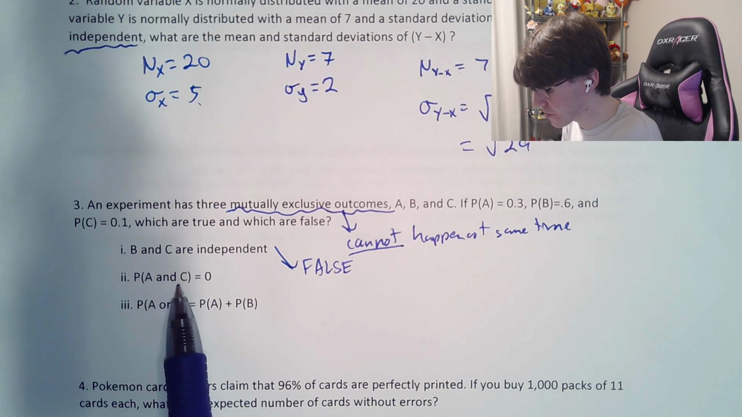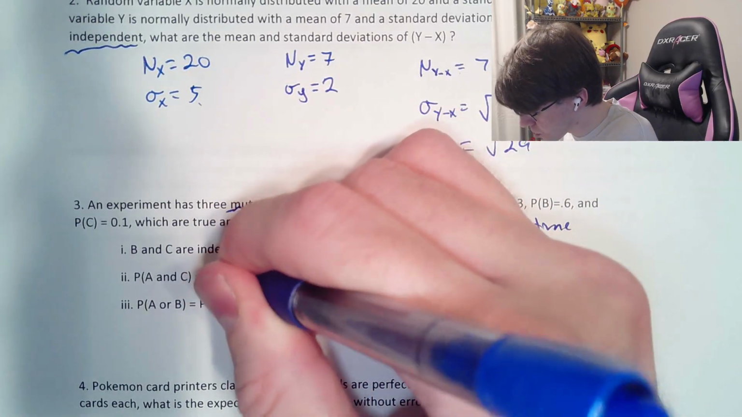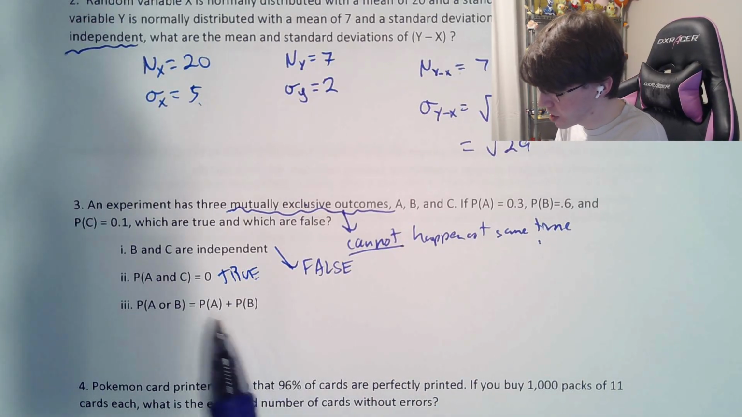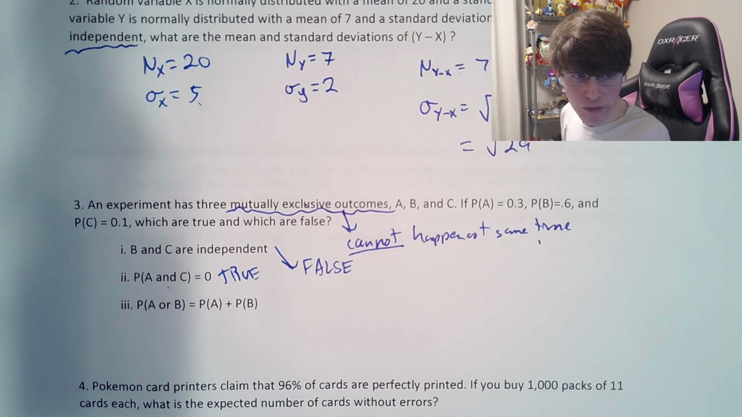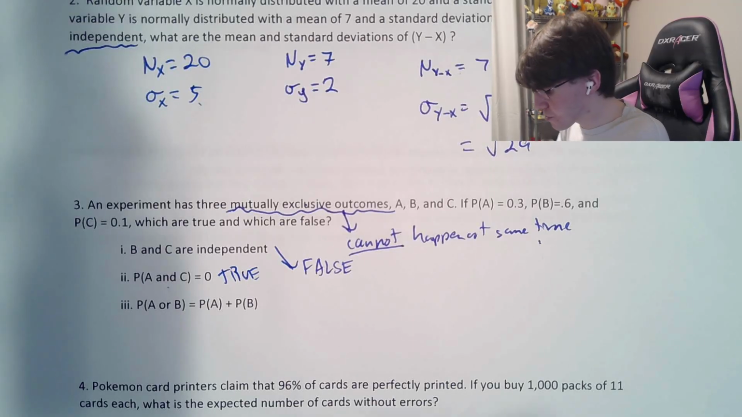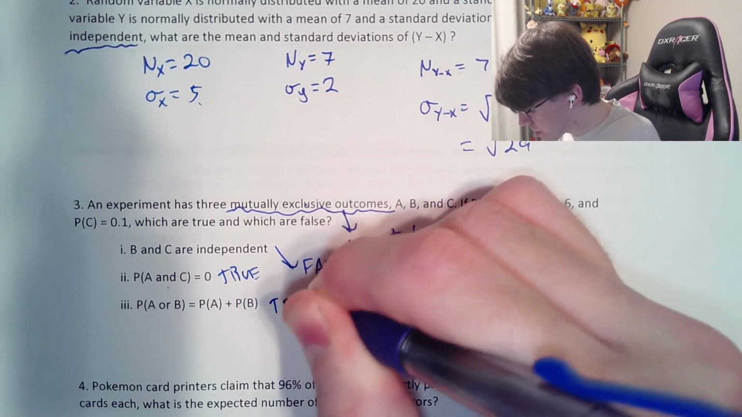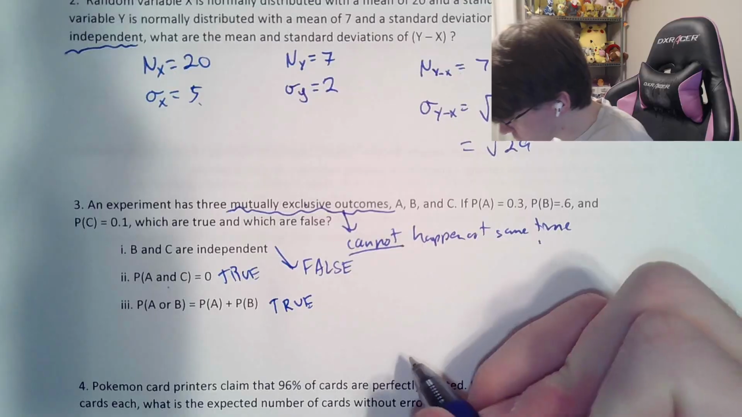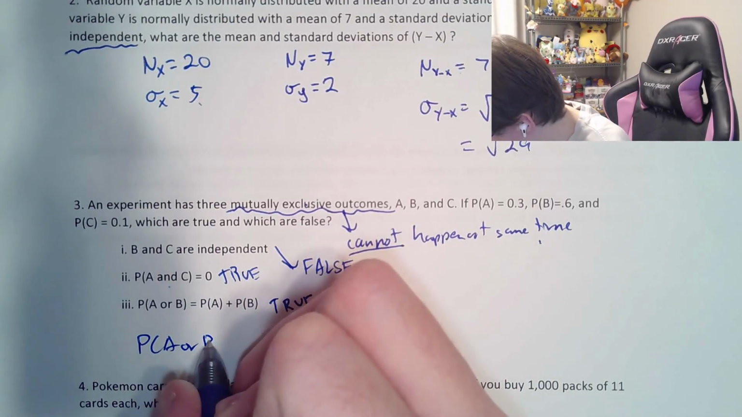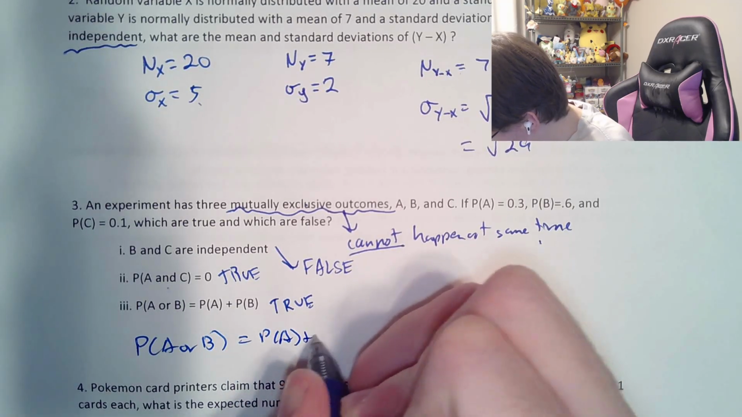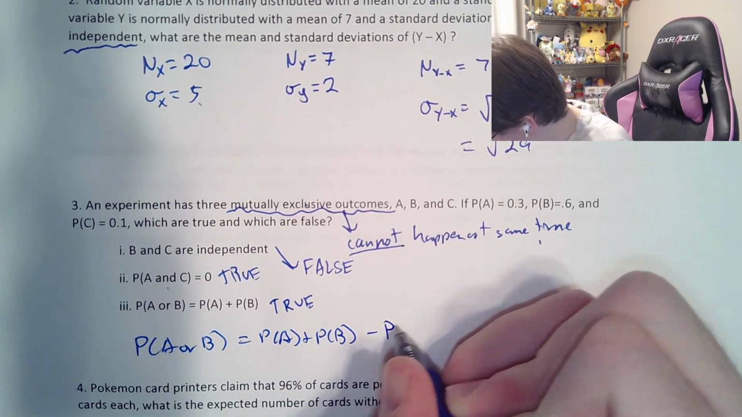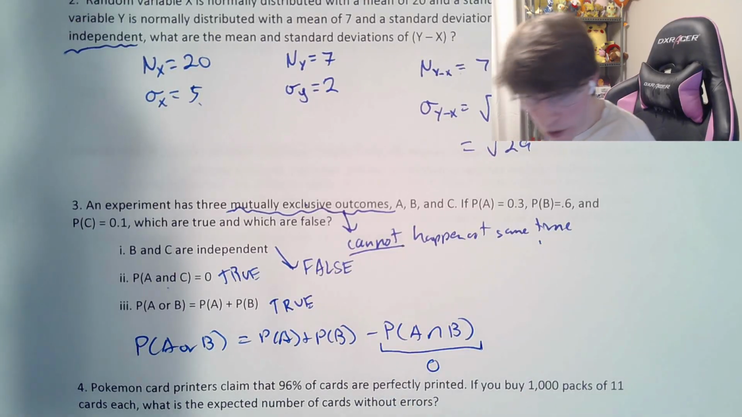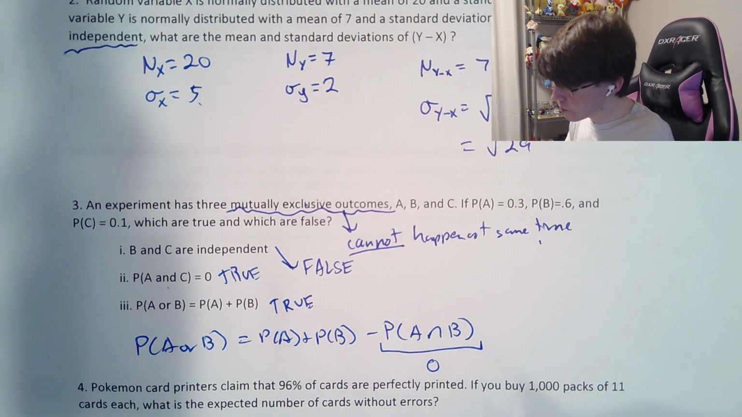The P of A and C is equal to 0. This is true. And the reason why it's true is because we were told they're mutually exclusive. They can't happen at the same time. So the idea of it being an and is definitely going to be a true statement. This third one is also a true statement. The reason why it's also true is because the and part is equal to 0. So our regular old formula is P of A or B is equal to the probability of A plus the probability of B minus the probability of A intersection B. But this part right here is 0 because it's mutually exclusive, and because it's 0, we have 2 true statements.